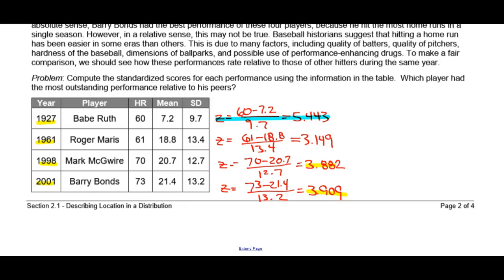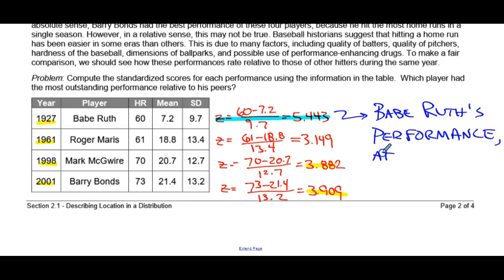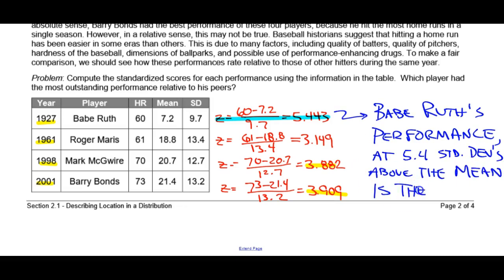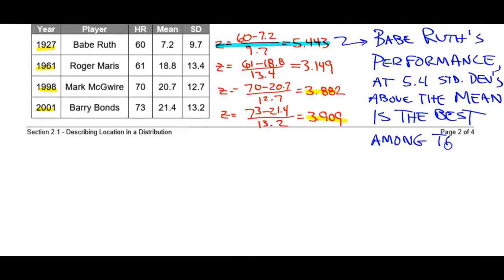So what you might want to say here is something as follows. Babe Ruth's performance, at 5.4 standard deviations above the mean, is the best among these players, but they're all really good. Okay, all of those are amazing z-scores, but clearly Babe Ruth is the best of the best.